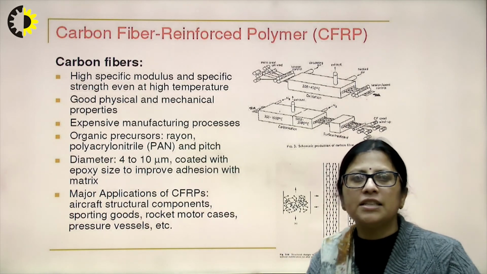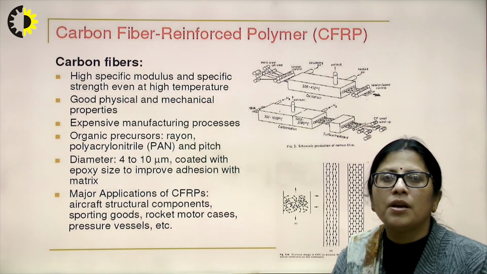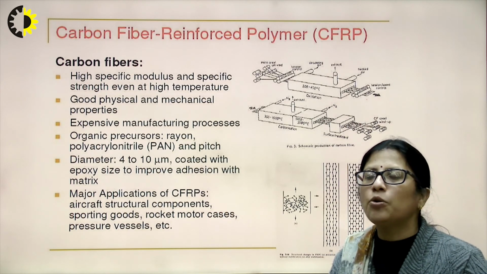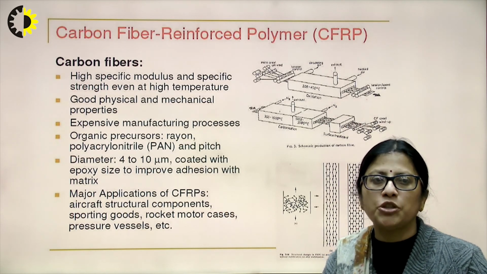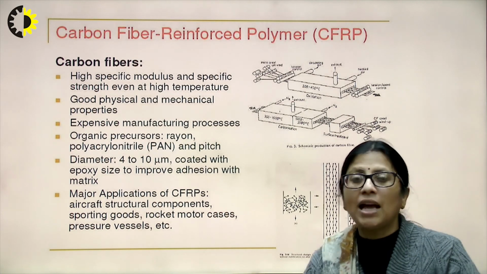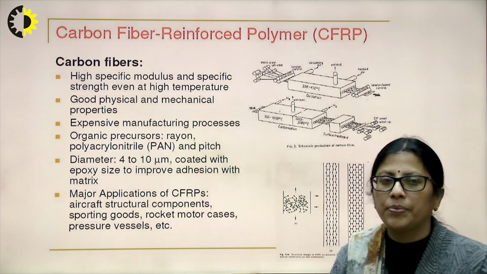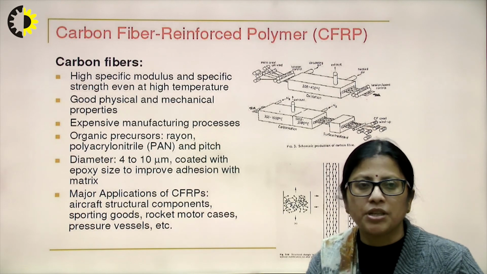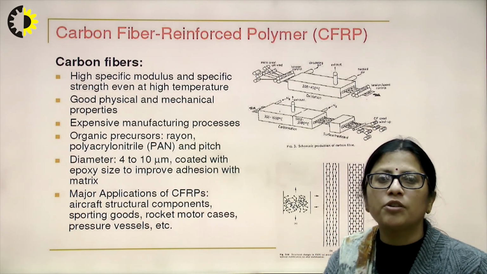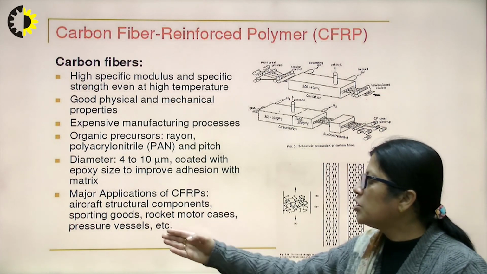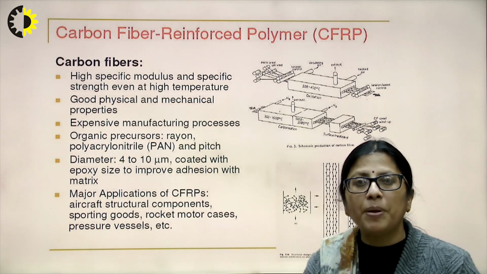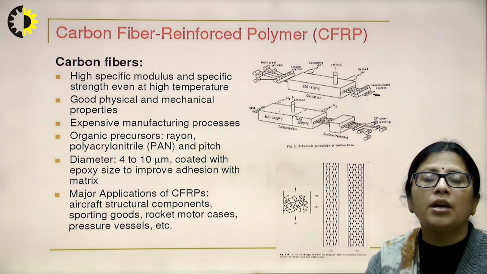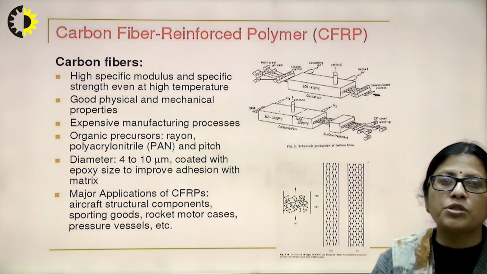And the diameter of these carbon fibers can vary from 4 to 10 micrometer, and they are coated with epoxy resin to improve the adhesion with the matrix so that they can stick properly with the matrix. The major application of this polymer is in the aircraft industries. We prepare aircraft structural components, sporting goods, rocket motor cases and pressure vessels. So, there are a number of applications of these carbon fiber reinforced polymers.